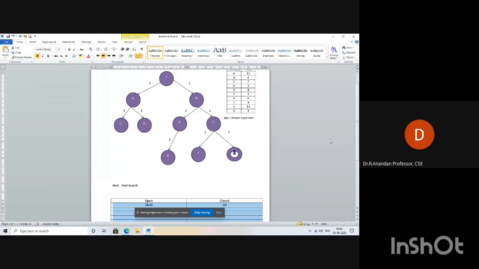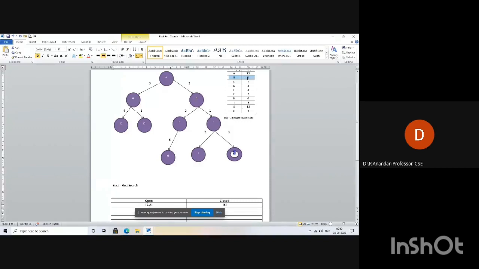Now we have two ways to reach the goal. One path is by A, another path is by B. Either I have to go by A or I have to go by B. So if I want to go by B, what is the distance from B to the goal node?